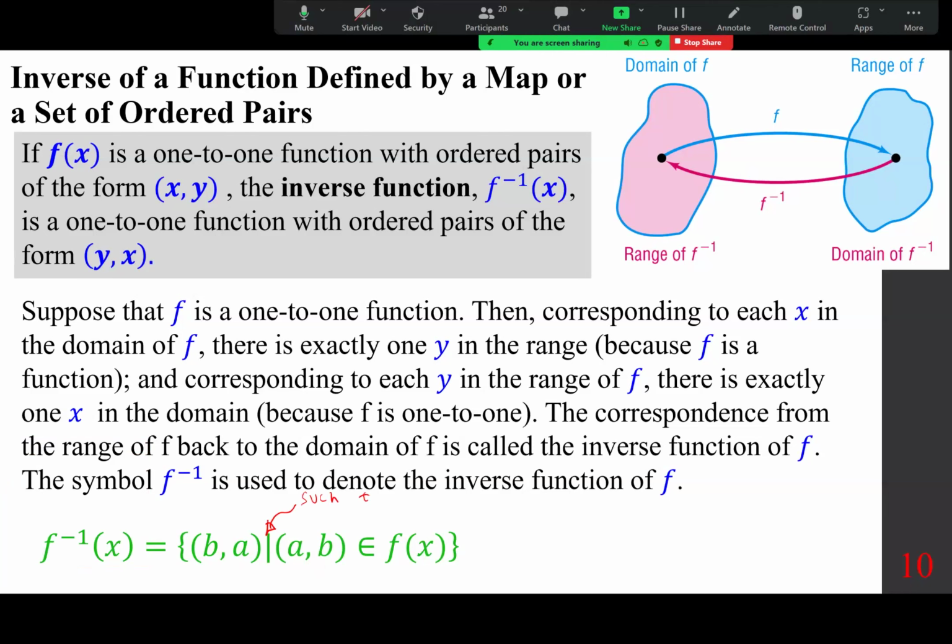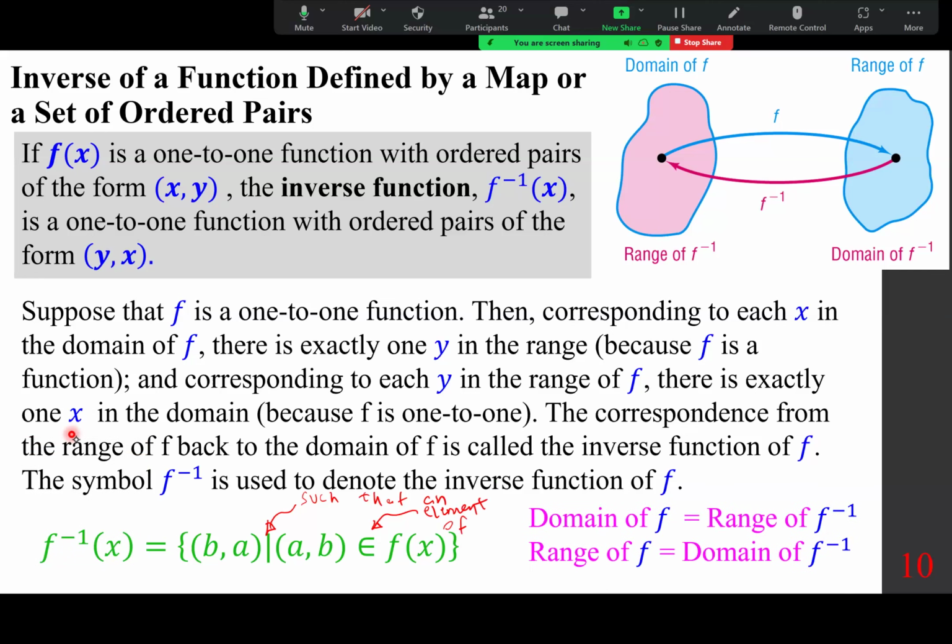This line segment reads "such that," and this symbol reads "an element of," this is from set theory. The domain of f is the range of f inverse, and the range of f is the domain of f inverse.